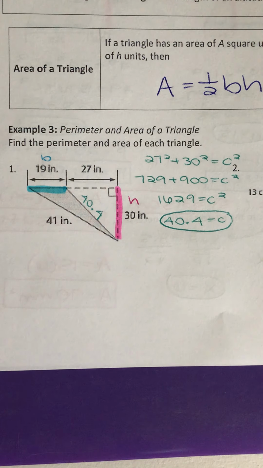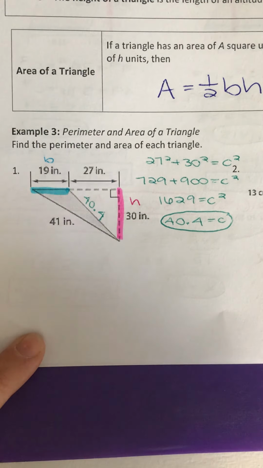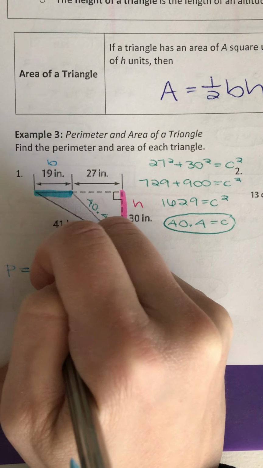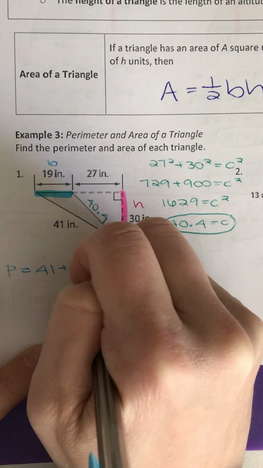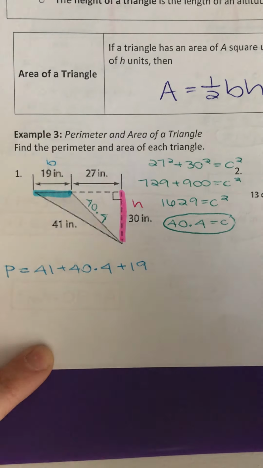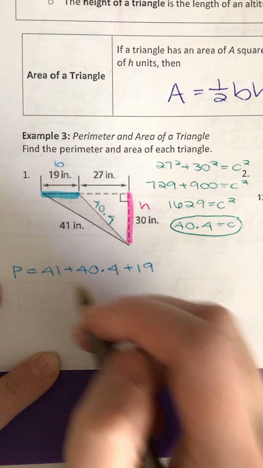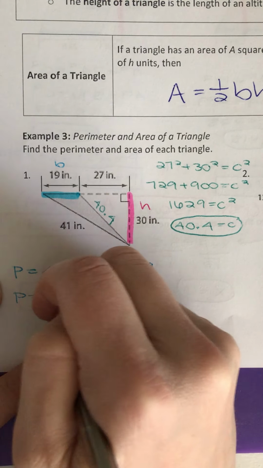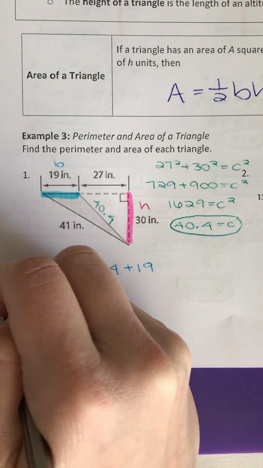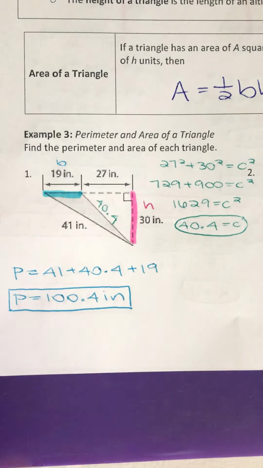So again, it asks us for our perimeter. So our perimeter is going to be around the three sides now around our triangle. Those three sides are 41, 40.4, and 19. When I add those all up, I get about 100.4 inches, because remember, perimeter is just our units. Area is when we start squaring it.